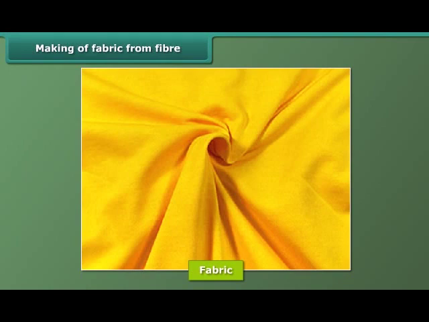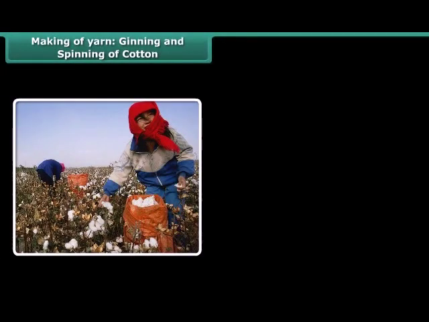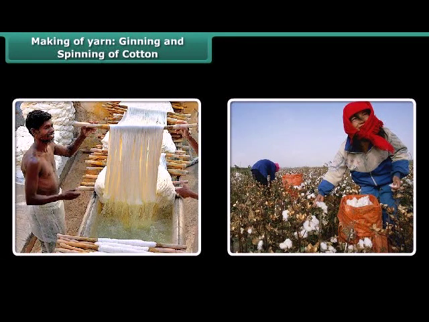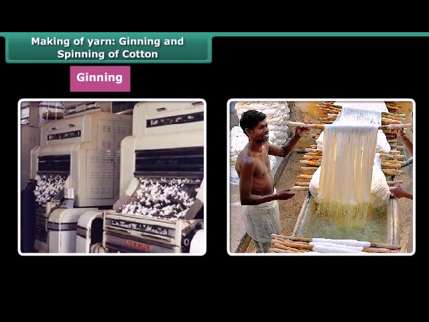Making of yarn, ginning, and spinning of cotton. Students, to make fiber, cotton is picked by hand from cotton bolls, and then the fiber from the seeds is separated by combing. This is called ginning. Ginning can be done by machines too.